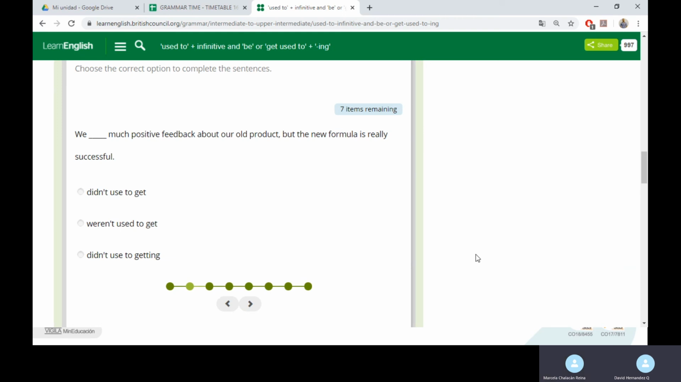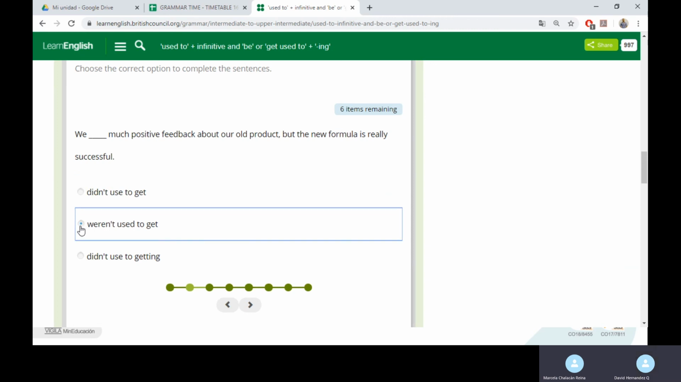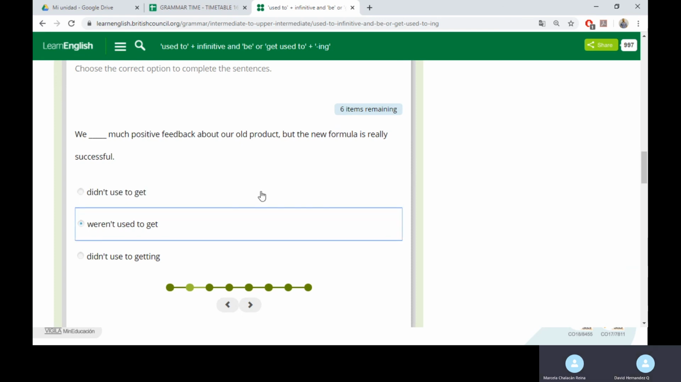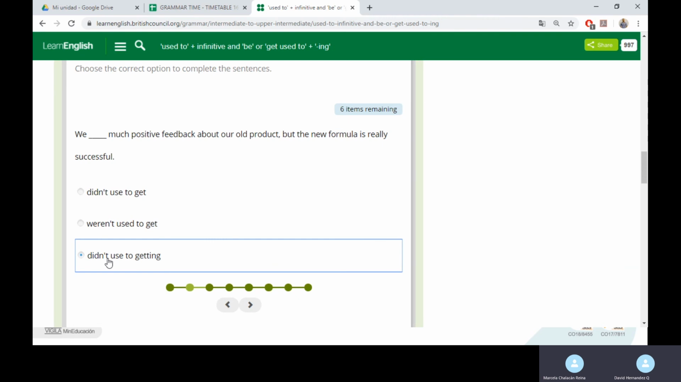What do we have left? The first one, right? The third one. So, "didn't used to get," right? No, not this one. Which option do you choose? The first one, the second one, the third. Yes, teacher. Why?